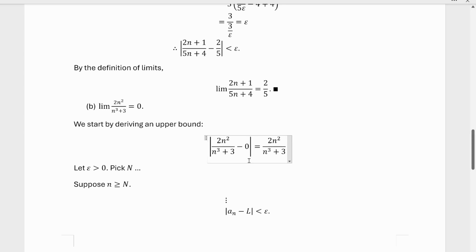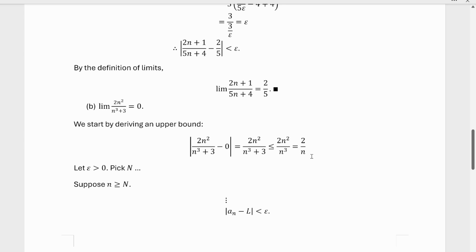An easy way to obtain an upper bound is simply getting rid of the 3 in the denominator. This way, the denominator gets smaller and the fraction gets bigger. So this is less than or equal to 2n squared divided by n cubed, and this is of course 2 over n. So now we can just pick n large enough so that the upper bound is less than epsilon, in which case the distance itself must also be less than epsilon.